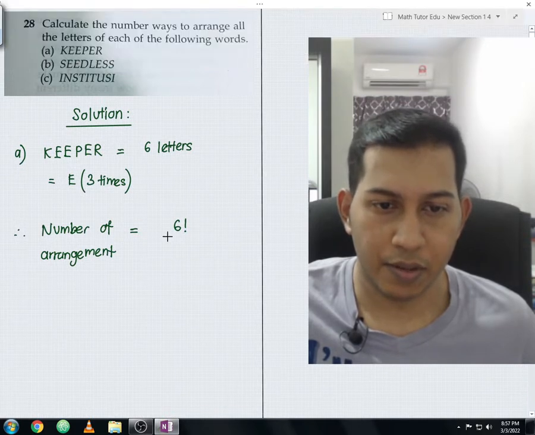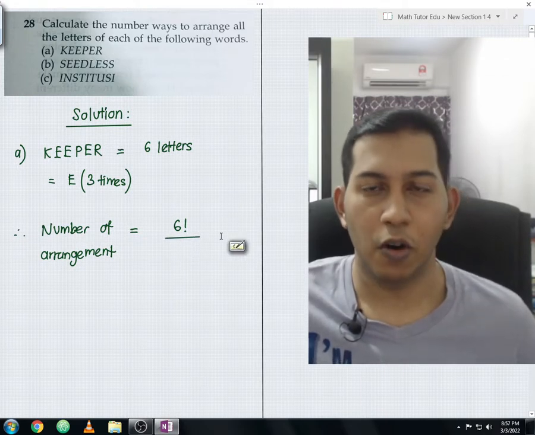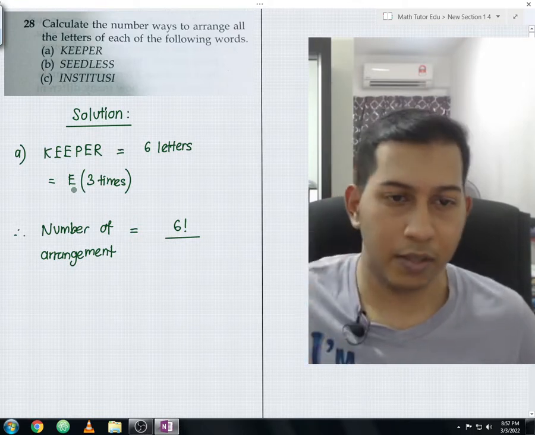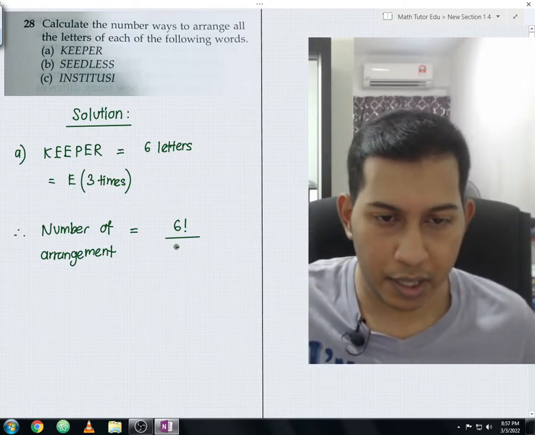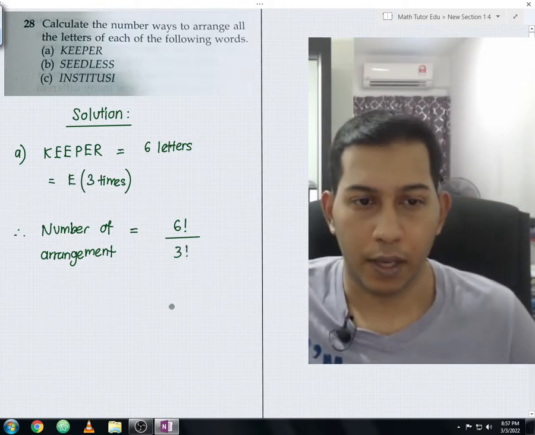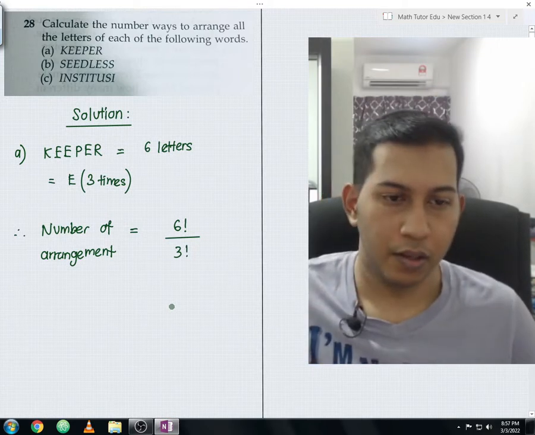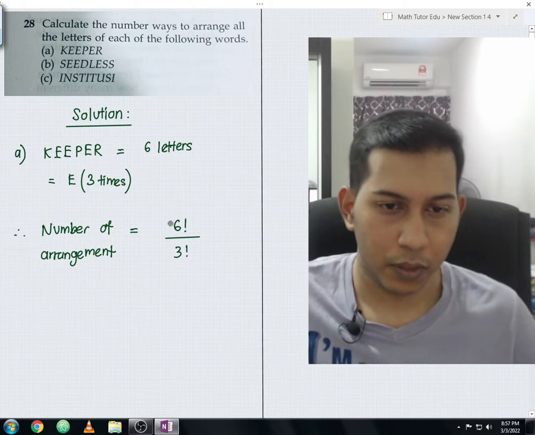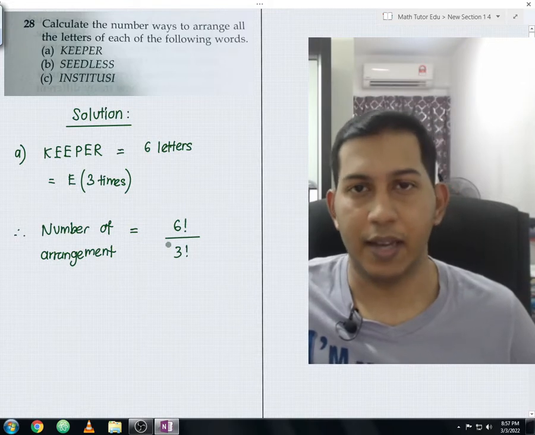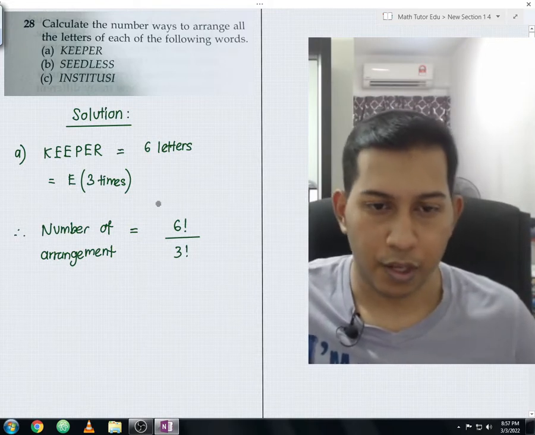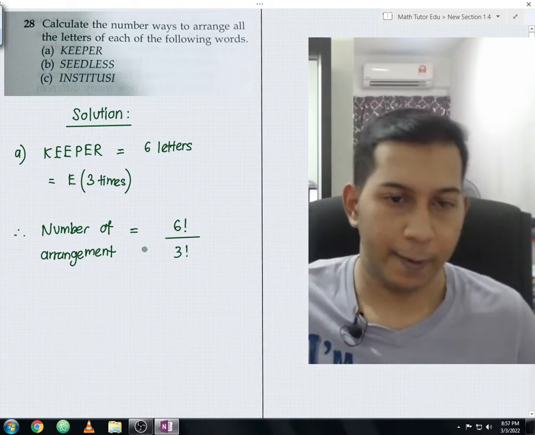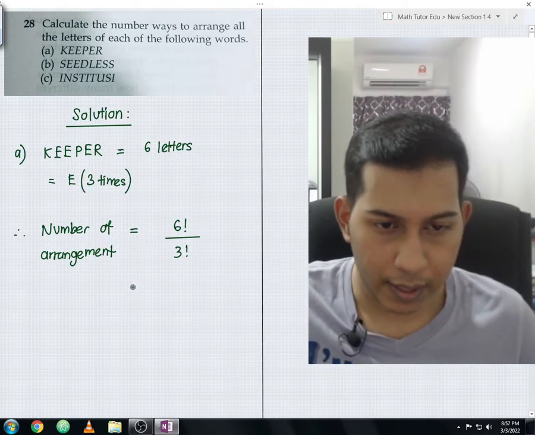The next step is you need to divide by the number of repeated letters. E is being repeated 3 times, so you mention 3 here, and make sure you mention the factorial as well. So this is the working to find the number of arrangements: 6 factorial divided by 3 factorial. The factorial stands for 6 times 5 times 4 times 3 times 2 times 1 for the numerator, and the denominator is 3 times 2 times 1.